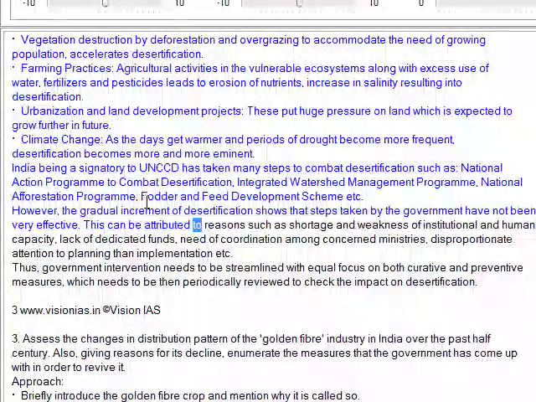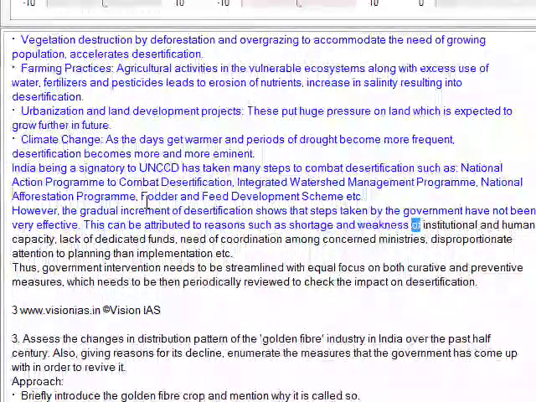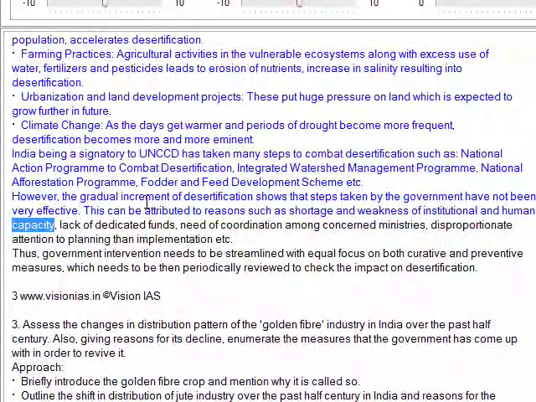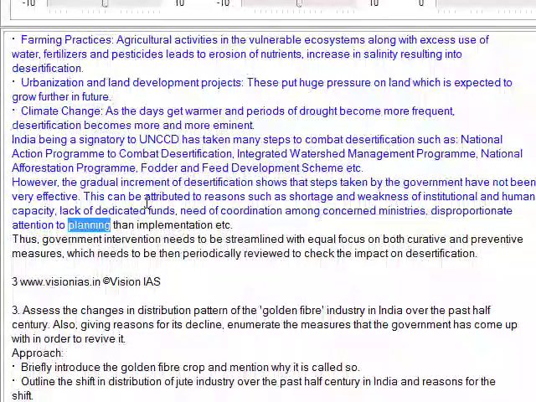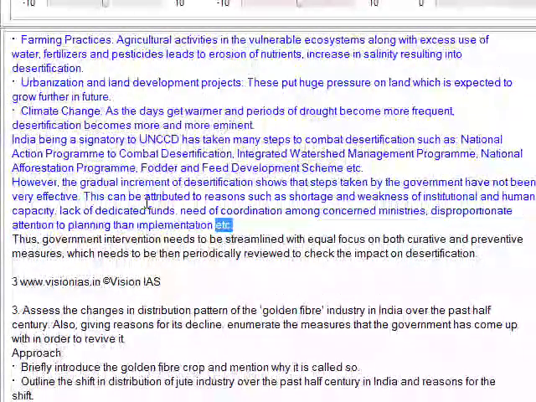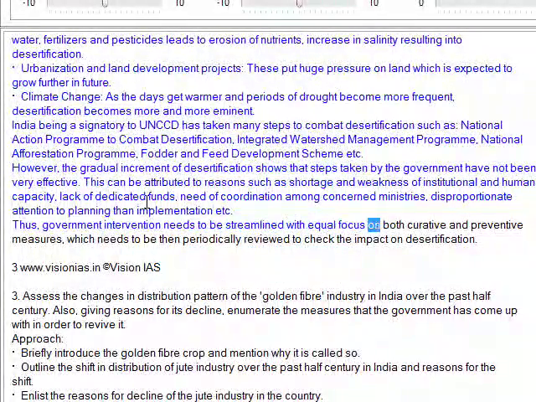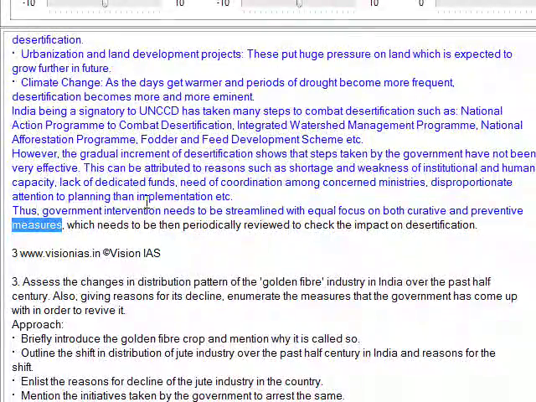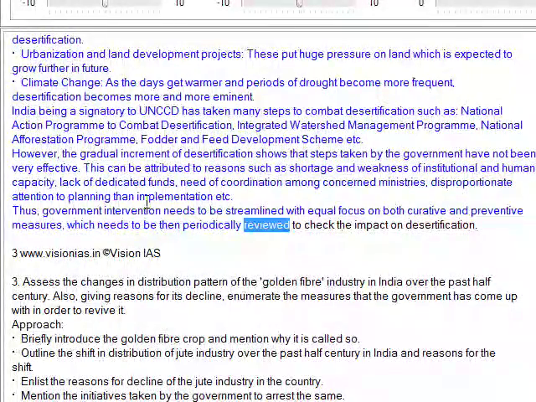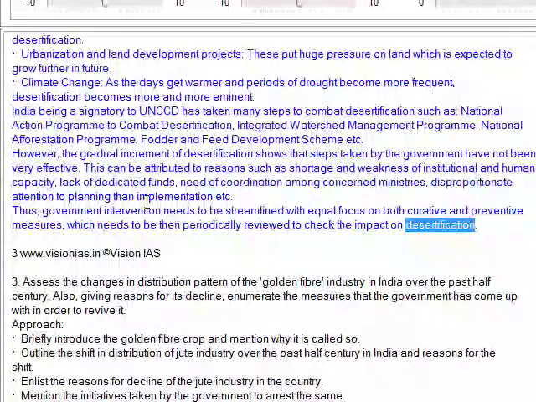This can be attributed to reasons such as shortage and weakness of institutional and human capacity, lack of dedicated funds, need of coordination among concerned ministries, disproportionate attention to planning and implementation, etc. Thus, government intervention needs to be streamlined with equal focus on both curative and preventive measures, which need to be periodically reviewed to check the impact on desertification.